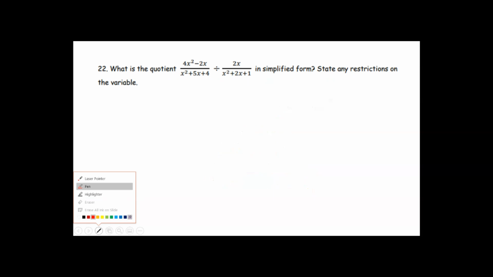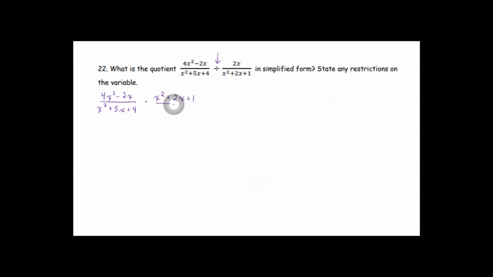All right, problem number 22. What is the quotient? All right, so when we divide fractions, you're going to remember this from your work in probably elementary school, middle school. When you divide fractions, you flip the second one and you multiply. So I'm going to go ahead and flip that second one and multiply. Now, the key thing here, after you flip it and multiply, you want to factor everything that you can.